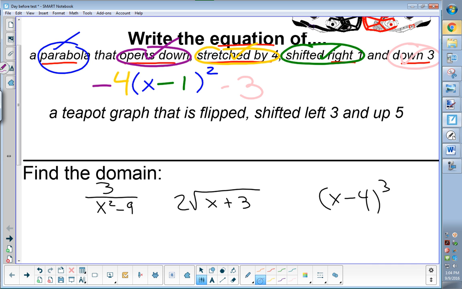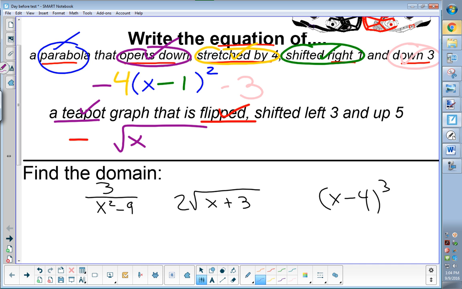Okay, the next one. Shania, it says a teapot graph. What am I going to include to make it a teapot? Square root of x. Got that part. Next thing it says is I'm flipped. Diamond, what am I going to put to make it flip? A negative out in front.